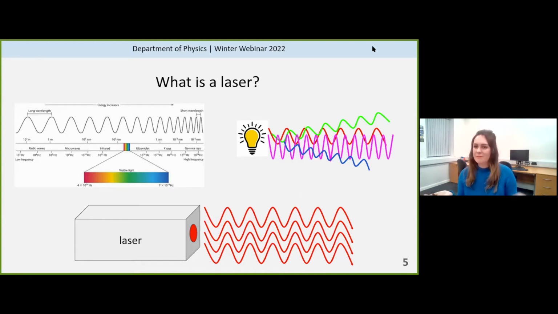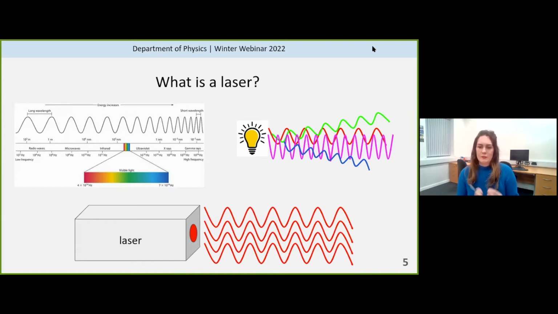Is that a laser? Not quite. There's something a little bit different, a little bit special about the properties of laser light that makes it a laser. So one of the key properties that defines a laser as opposed to the light source from, say, a torch or a bulb is this property called coherence.